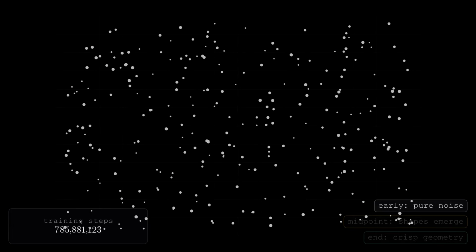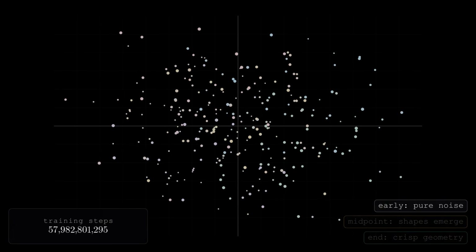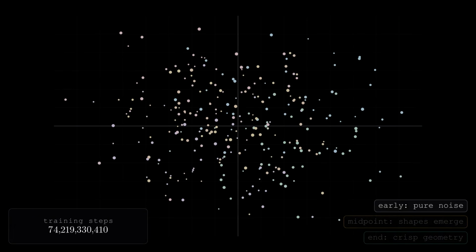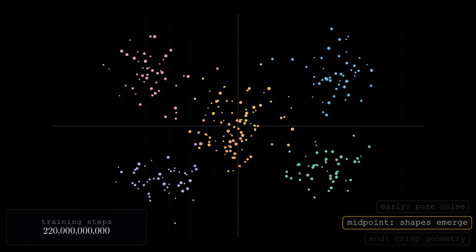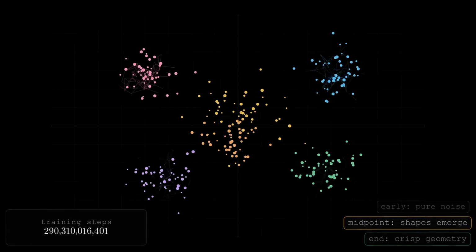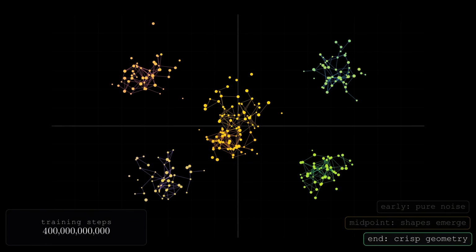Watch what the space looks like in different stages of training. Early on, it's pure noise. No structure, no cluster. The model knows nothing. By the midpoint, regions begin to coalesce, vague shapes emerging from the chaos, and by the end, the geometry is crisp. Every cluster is sharp.